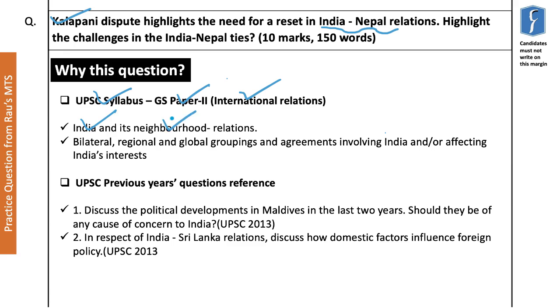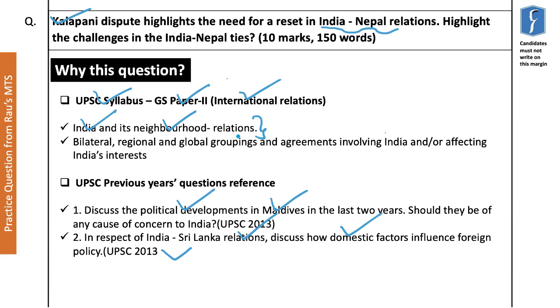Now if you look at the previous year questions, you will find that important political developments in India's neighborhood and their impact on the relation between India and that particular country have been asked in the UPSC mains examination in General Studies Paper 2. For example, one question was related to the political developments in Maldives and whether they should be a cause of concern to India. The second question, asked in the UPSC 2013 mains examination, was in respect of India-Sri Lanka relations: discuss how domestic factors influence the foreign policy. So you can see that important aspects of India and its neighborhood relations are asked in the mains examination, and they are related to this particular aspect of the syllabus.